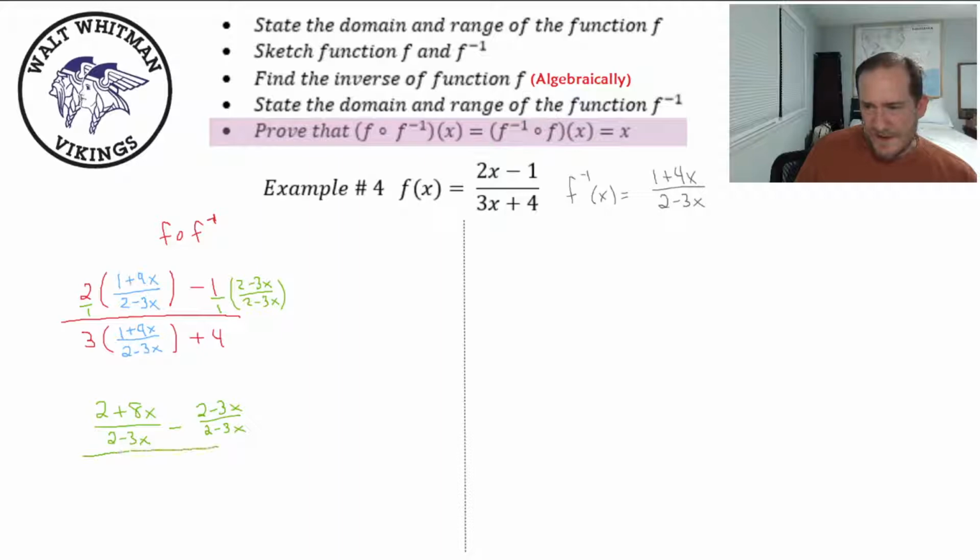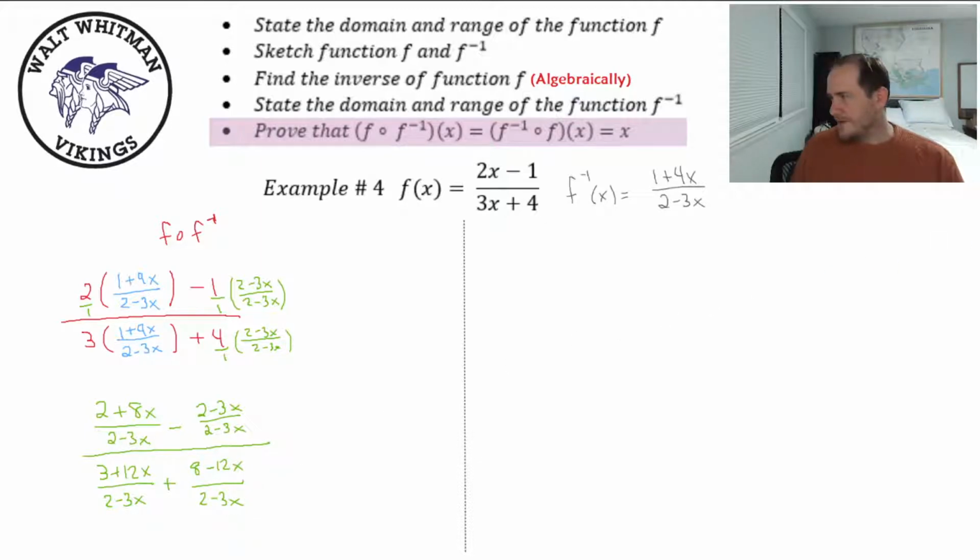All right, what's happening downstairs? We're distributing in a 3, so we get 3 plus 12x. That's still over 2 minus 3x. But now this 4 is a 4 over 1. We're multiplying that by 2 minus 3x, so that when that 4 distributes in, we're subtracting, actually we're adding 8 minus 12x. And that'll be all over 2 minus 3x.